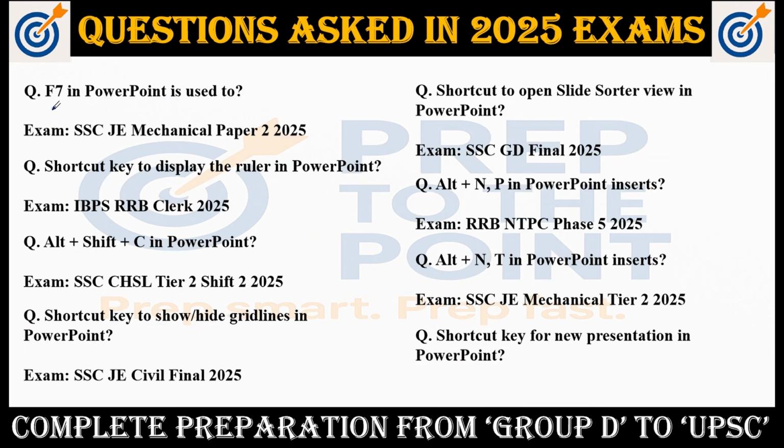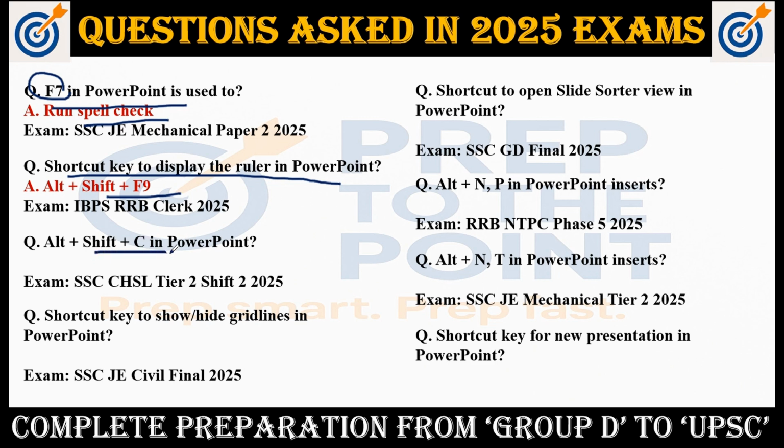F7 in PowerPoint is used to run spell check. F7 for run spell check. Shortcut key to display the ruler in PowerPoint: Alt Shift F9. Alt Shift F9 to display the ruler. Alt Shift C in PowerPoint to close master view. Alt Shift C, C for close master view.